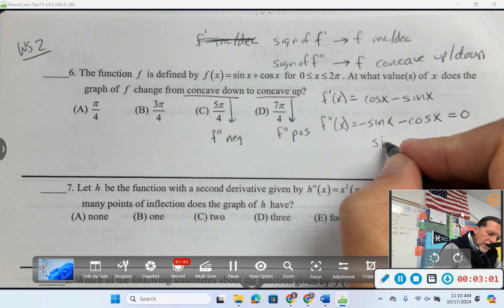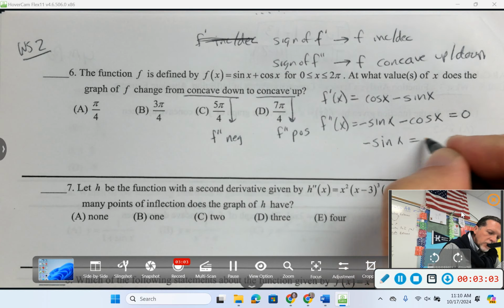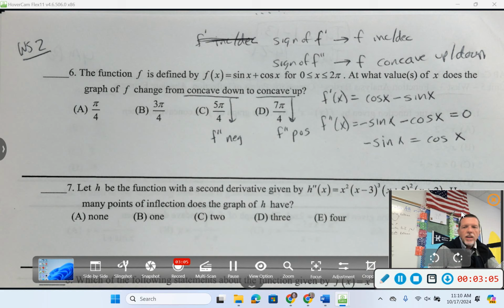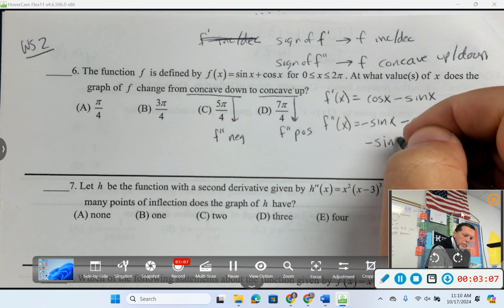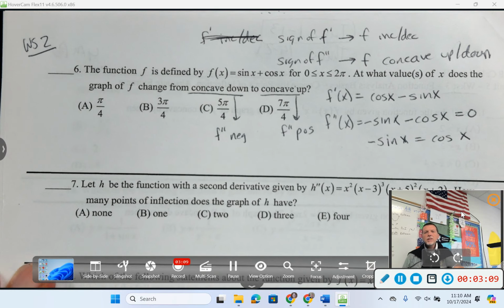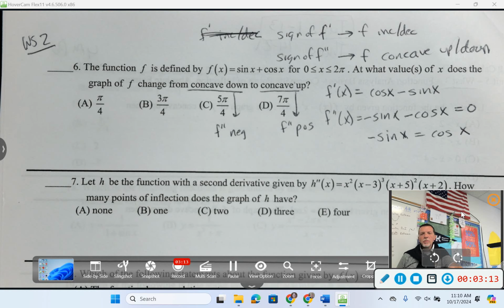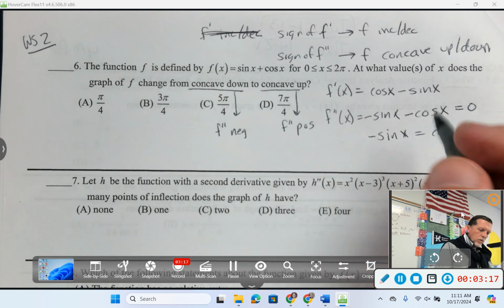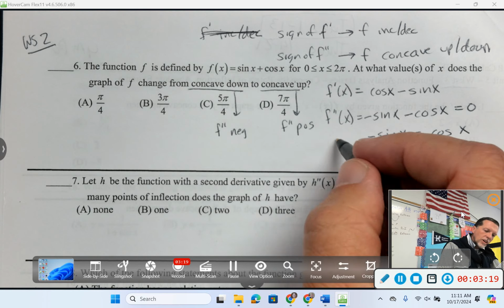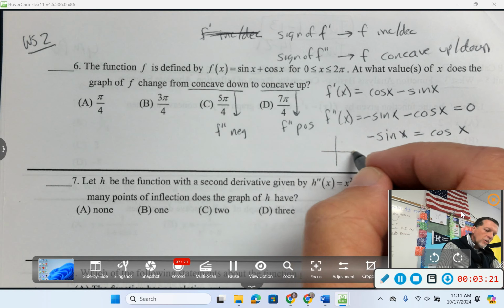So let's see. I'm going to just move the cosine over. You could move the positive negative thing over as well. So I want sine and cosine to be equal but have different signs. So I'm thinking unit circle here. Let's start with quadrants first.